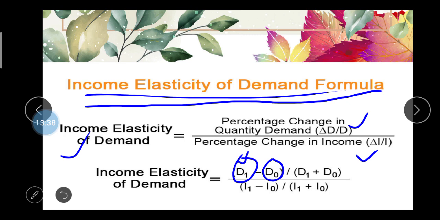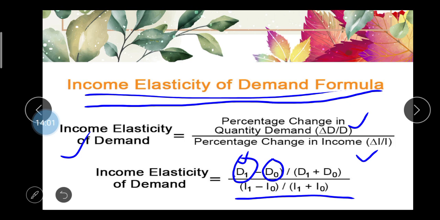And here you have to consider the total income. For example, if you have an income of 10,000 rupees, consider what type of product you demand and how much quantity you demand, and then after your income increases, your demand for the product also increases.